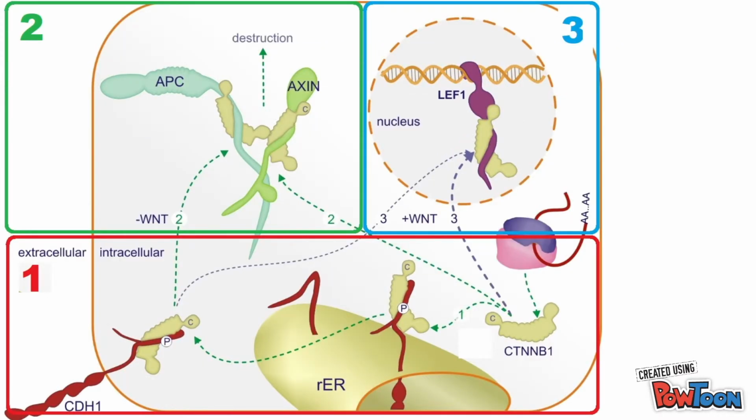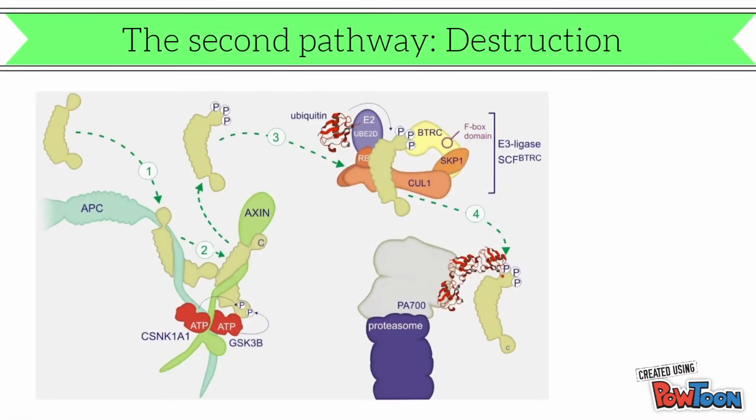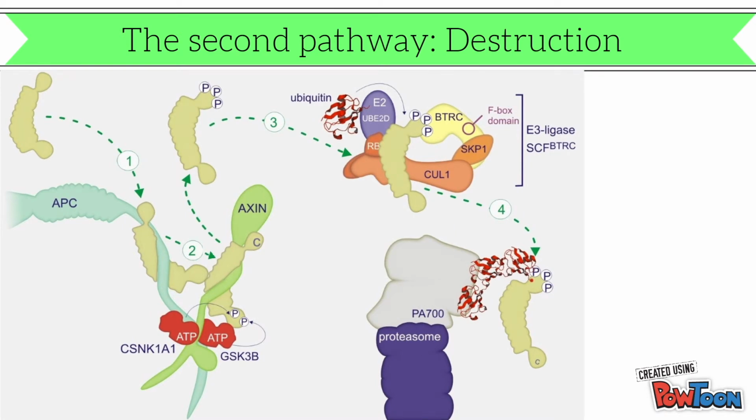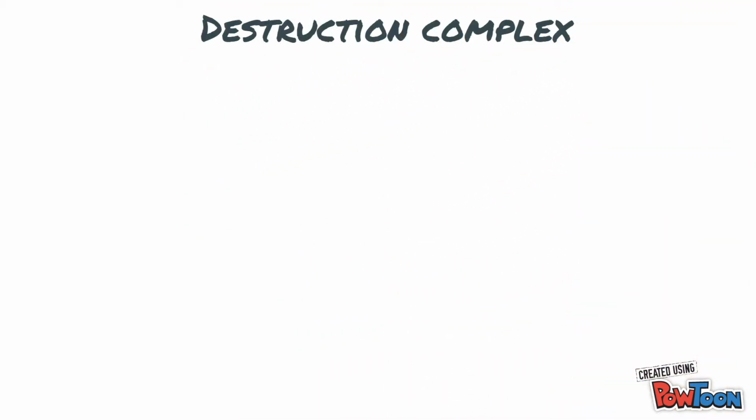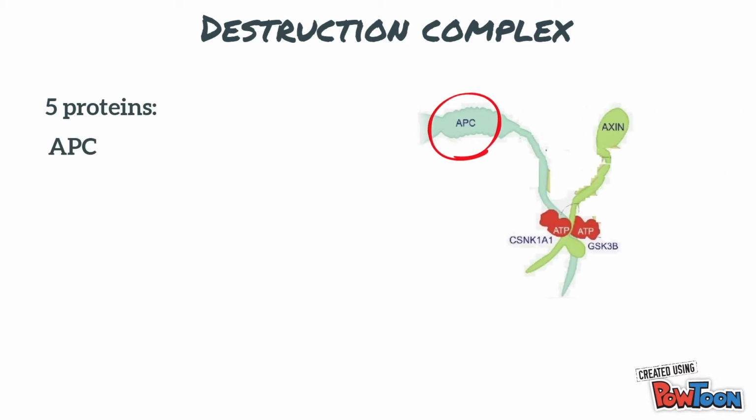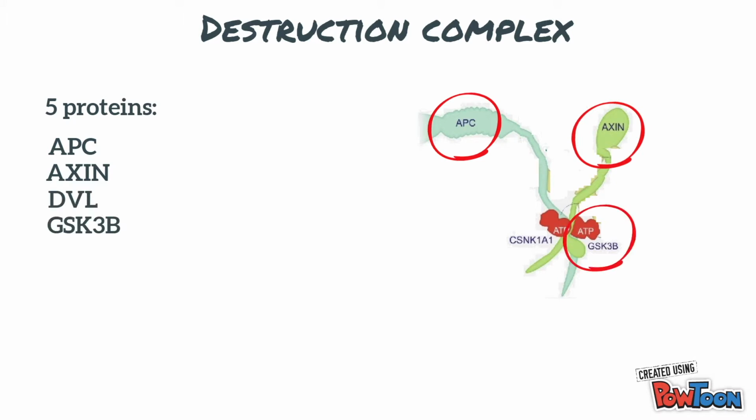Now, let's continue to the second pathway. The second pathway causes destruction of beta-catenin so it can't enter the nucleus to initiate gene transcription. Cells have a special complex dedicated to the destruction of beta-catenin. This complex consists of 5 different proteins: APC, adenomatosis polyposis coli, axin, DVL, disheveled, GSK3B, glycogen synthase kinase 3, and CSNK2A2, casein kinase 1 gamma.